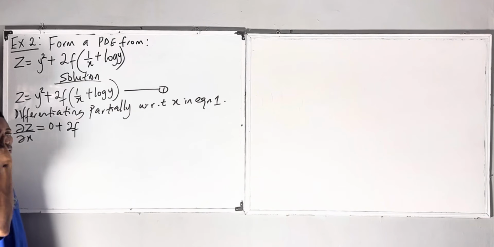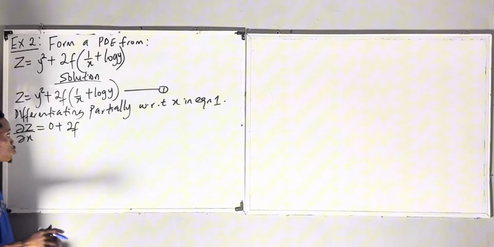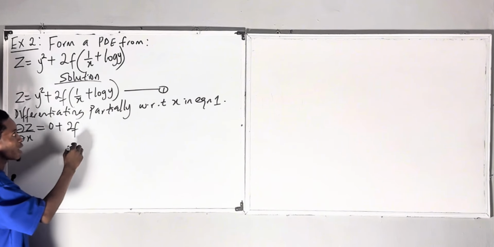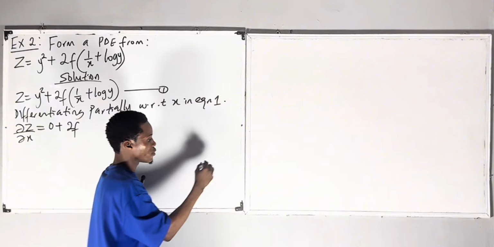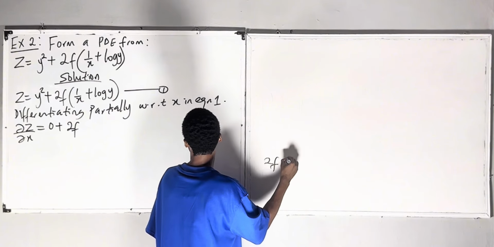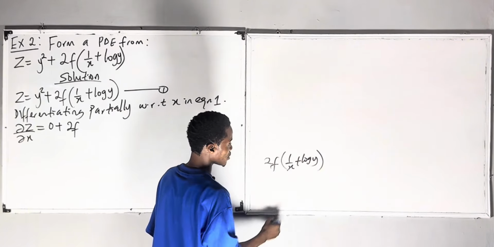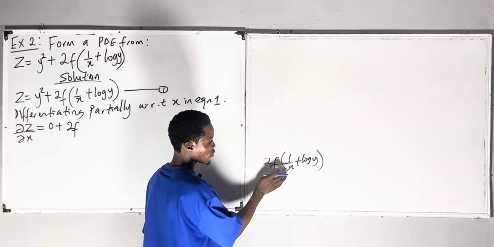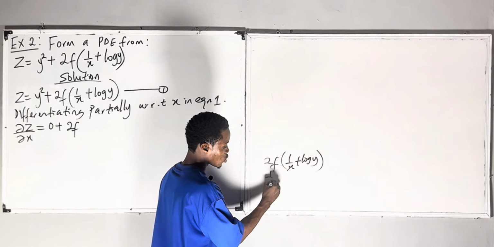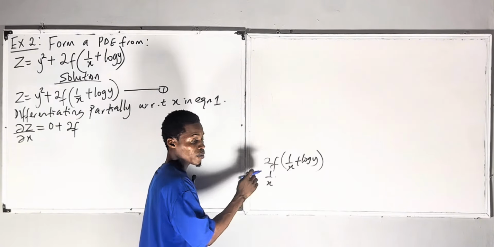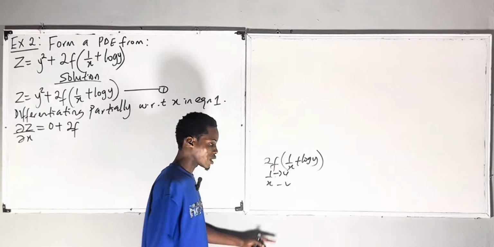Remember, when you have a numerator and denominator, if you want to differentiate, we apply the quotient rule. So from this one, let us say I have 2f of 1 over x plus log y. To solve this one, I'm going to differentiate 1 over x first with respect to x. This one will be considered as u, this one will be considered as v.